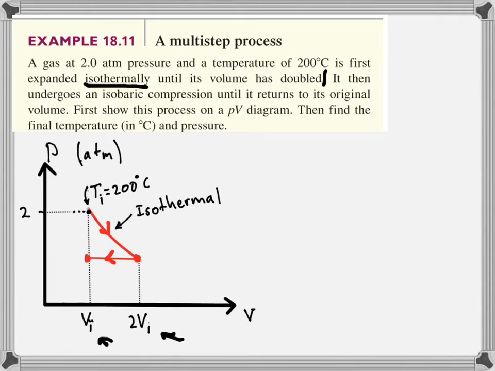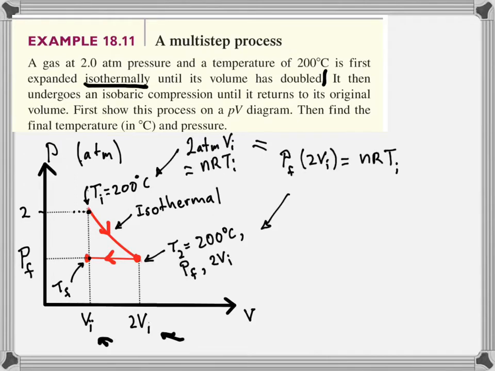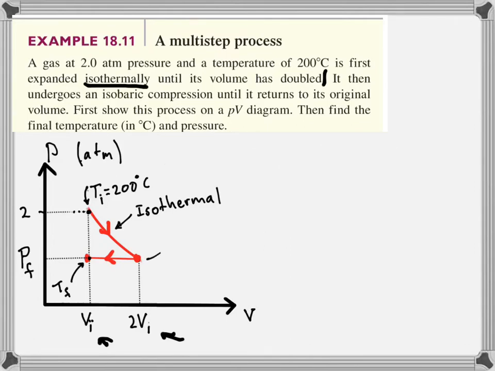So we did the first part of the question already, and now they want us to calculate the final temperature, the temperature right there, and also the final pressure. Notice that we have a bunch of information here. Let's start with point 1. At this point, we know that the temperature is still 200 Celsius, because it's an isothermal. Isothermal means we're keeping the temperature the same. So that point that I'm calling point 2 also has a temperature of 200 Celsius.